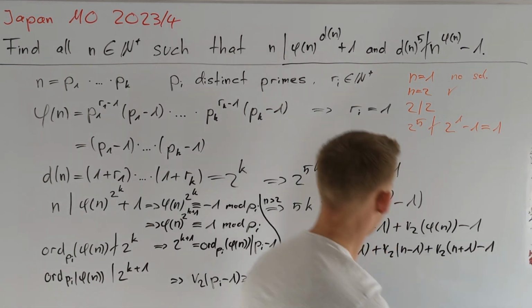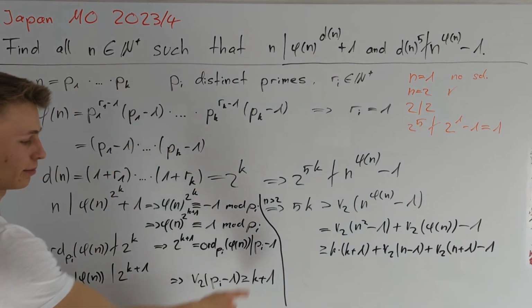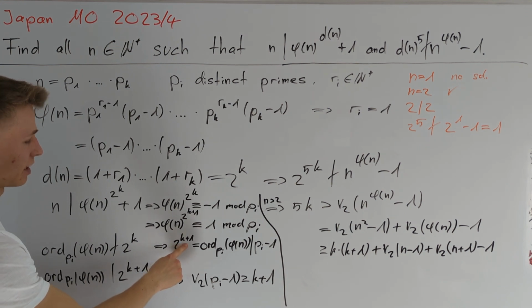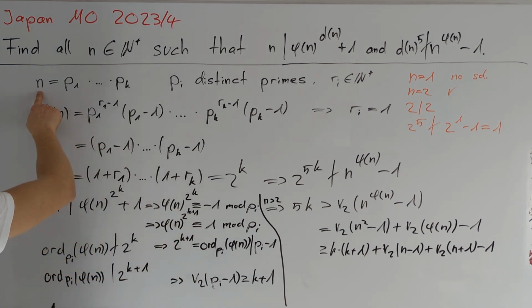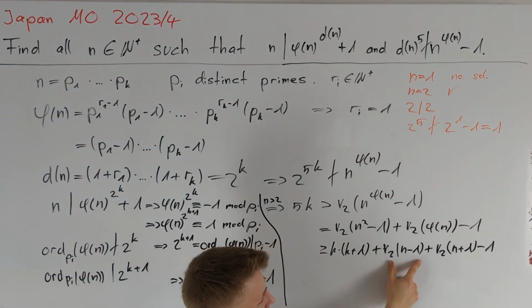We can also bound ν2(n - 1) from below, because since we know that p_i is congruent to 1 modulo 2^(k+1), and since n is the product of the p_i's, we also have that n is congruent to 1 modulo 2^(k+1). Therefore, we know that ν2(n - 1) is greater than or equal to k + 1.